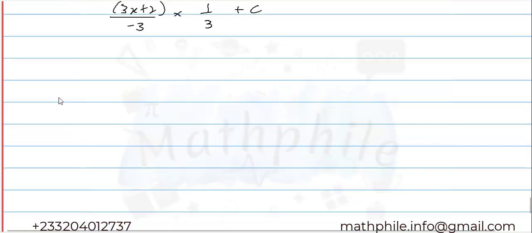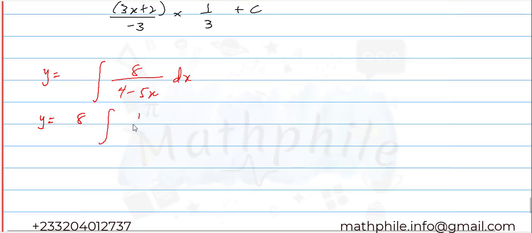So let's talk more about other questions. Let's say y is equal to the integral of 8 over 4 minus 5x dx. So you can pause the video and work this one out. With this one, there are two ways to look at it. We can bring out the constants. I don't normally like doing that. You can bring it out by writing 8, then the integral of 1 over 4 minus 5x dx. Then you integrate it from there, which is just going to be 8 out.